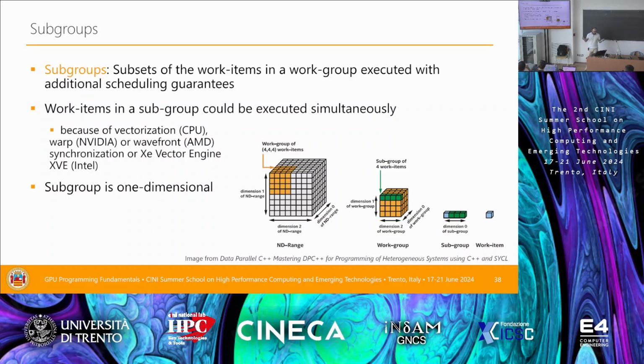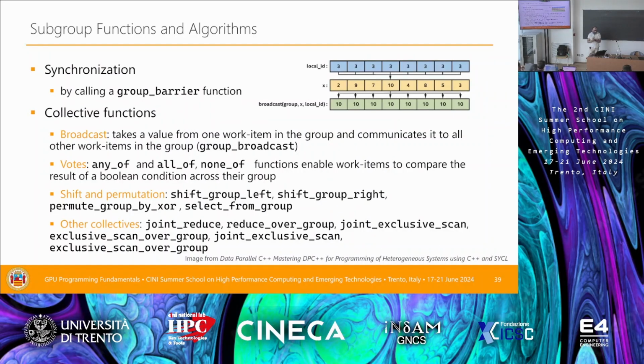So why are subgroups so important? Because subgroups have many operations, let's call them collective operations, with different names on different vendors, which can be executed very fast. First of all, you can have a very fast synchronization between threads belonging to the same subgroup. Then we have a number of operations, and here is a list of operations which can be run very fast. We have a broadcast, which means all the threads reaching the subgroup function.